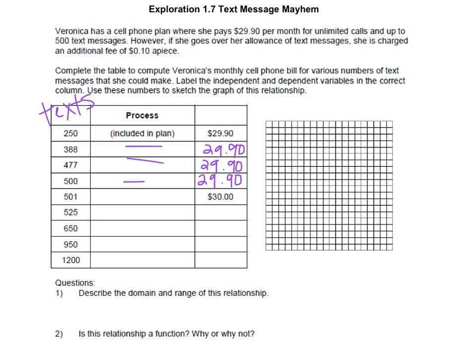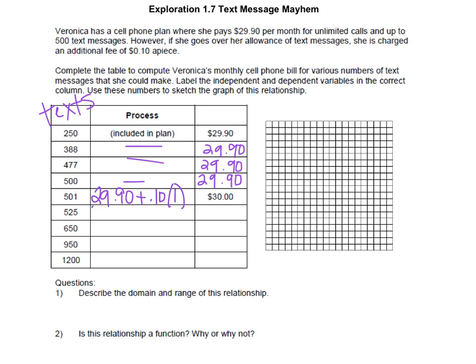So then once she reaches over 500 texts, which is very easy to do, she has to pay 10 cents a piece. So we would add 10 cents to $29.90 and get 30. So then we need to figure out, well, what would she have to pay for 25 over or 150 over? So let's figure out this process starting with 501 text. So regardless, she's going to pay $29.90 a month, but then she pays 10 cents for everyone over 500. So we just multiplied 10 cents times 1 there.